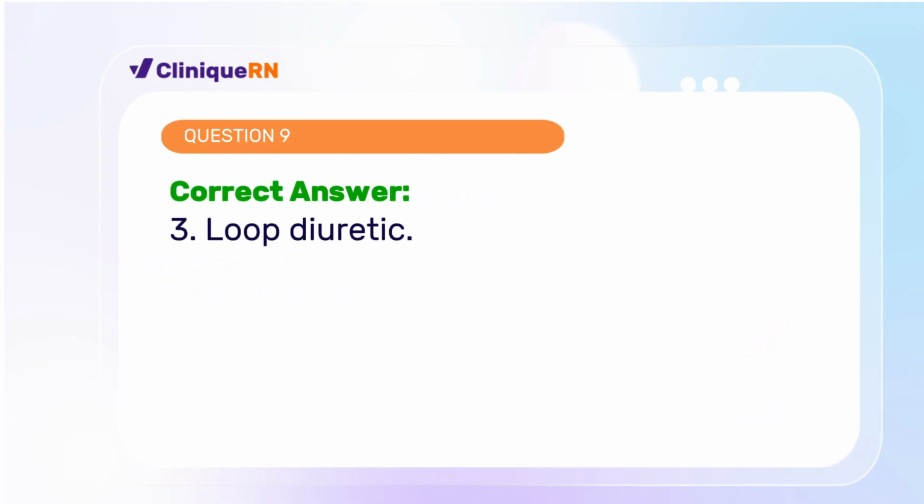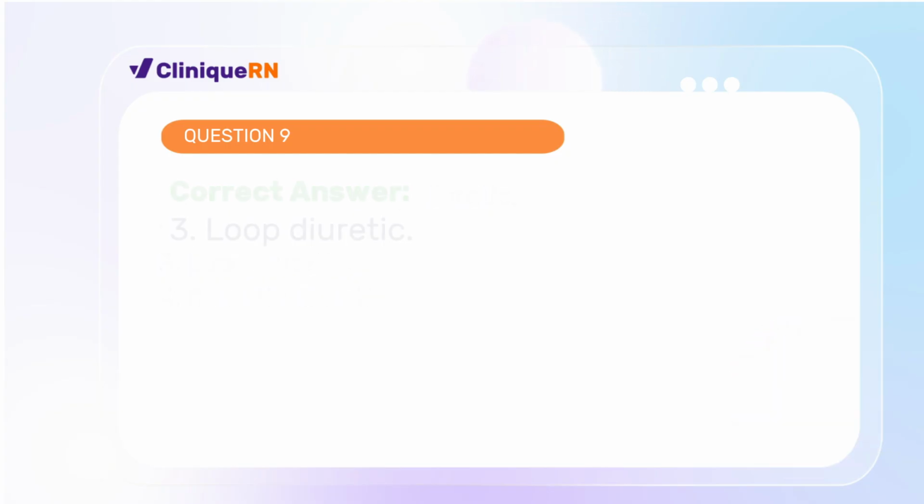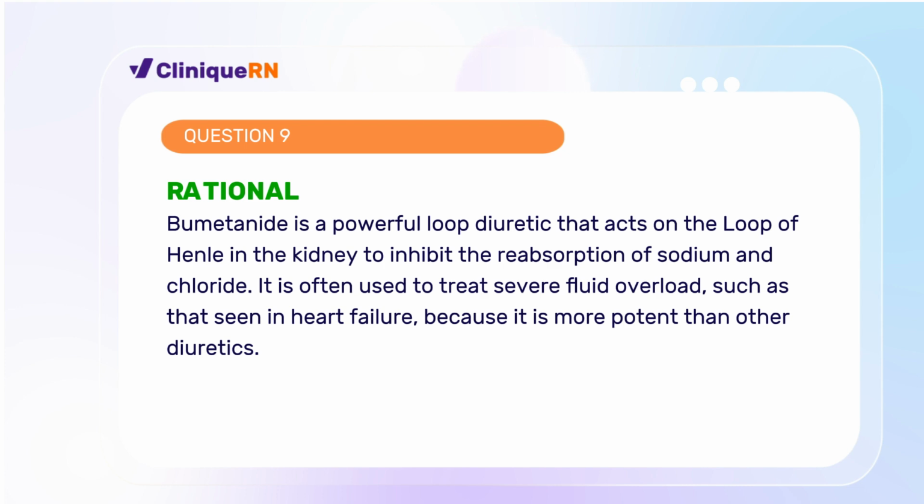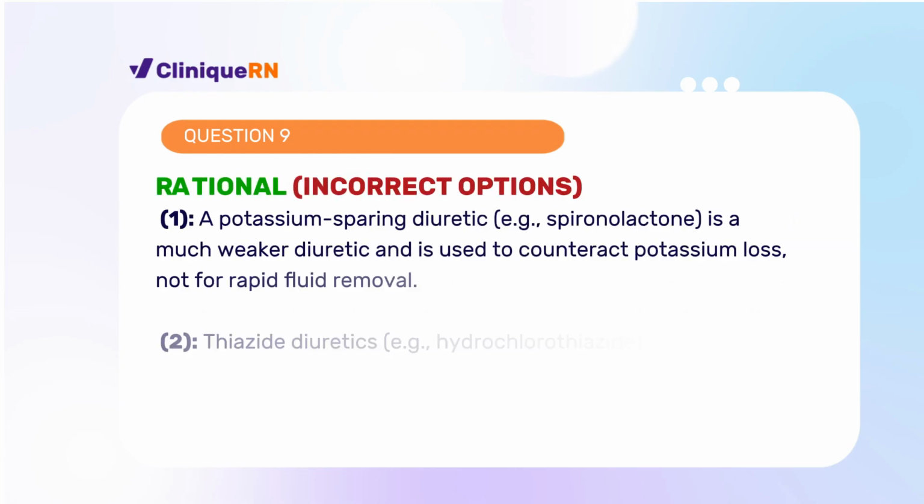Correct answer: 3. Loop diuretic. Rationale: Bumetanide is a powerful loop diuretic that acts on the loop of Henle in the kidney to inhibit the reabsorption of sodium and chloride. It is often used to treat severe fluid overload, such as that seen in heart failure, because it is more potent than other diuretics.